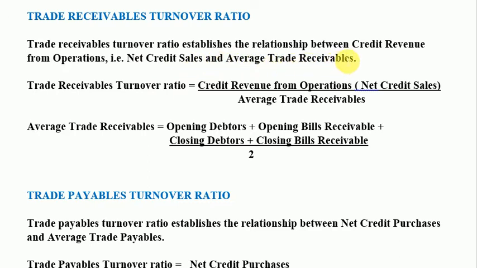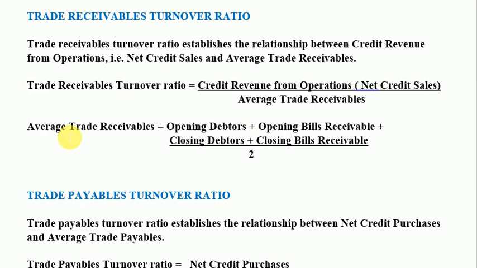What is the formula for this ratio? Trade receivables turnover ratio is equal to credit revenue from operations, that is net credit sales, divided by average trade receivables. I told you what is trade receivable, and now we will see what is average trade receivables. Average trade receivables is equal to opening debtors plus opening bills receivable plus closing debtors plus closing bills receivable, divided by 2. This is known as average trade receivables.